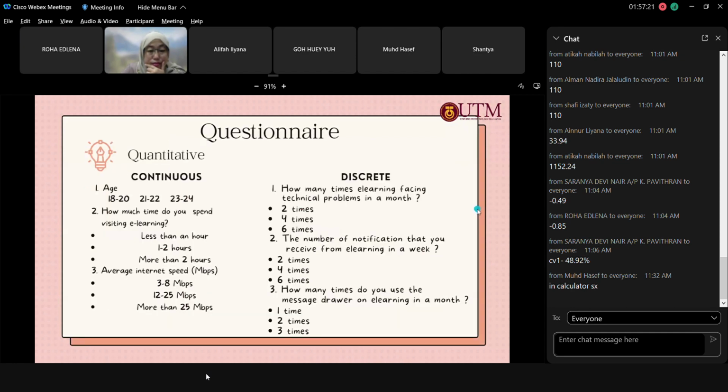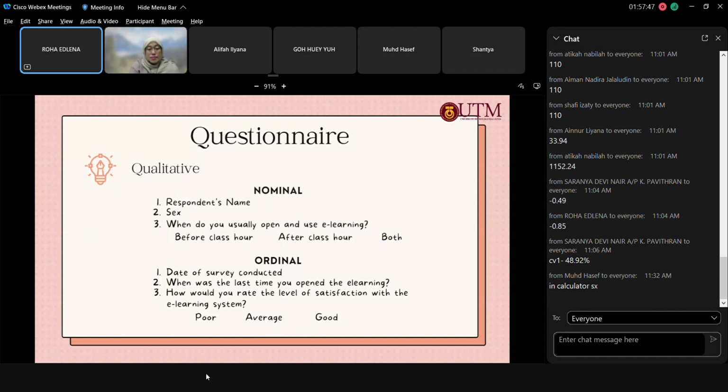Our questions for continuous include age and how much time do you spend visiting e-learning, average internet speed in Mbps. For discrete, how many times e-learning faces technical problems in a month, the number of notifications that you receive from e-learning in a week, how many times do you use the message drawer on e-learning in a month. So next, for qualitative, nominal, we use respondent names, sex, when do you usually open and use e-learning. For ordinal, date of survey, when was the last time you opened the e-learning, and how would you rate the level of satisfaction with the e-learning system?